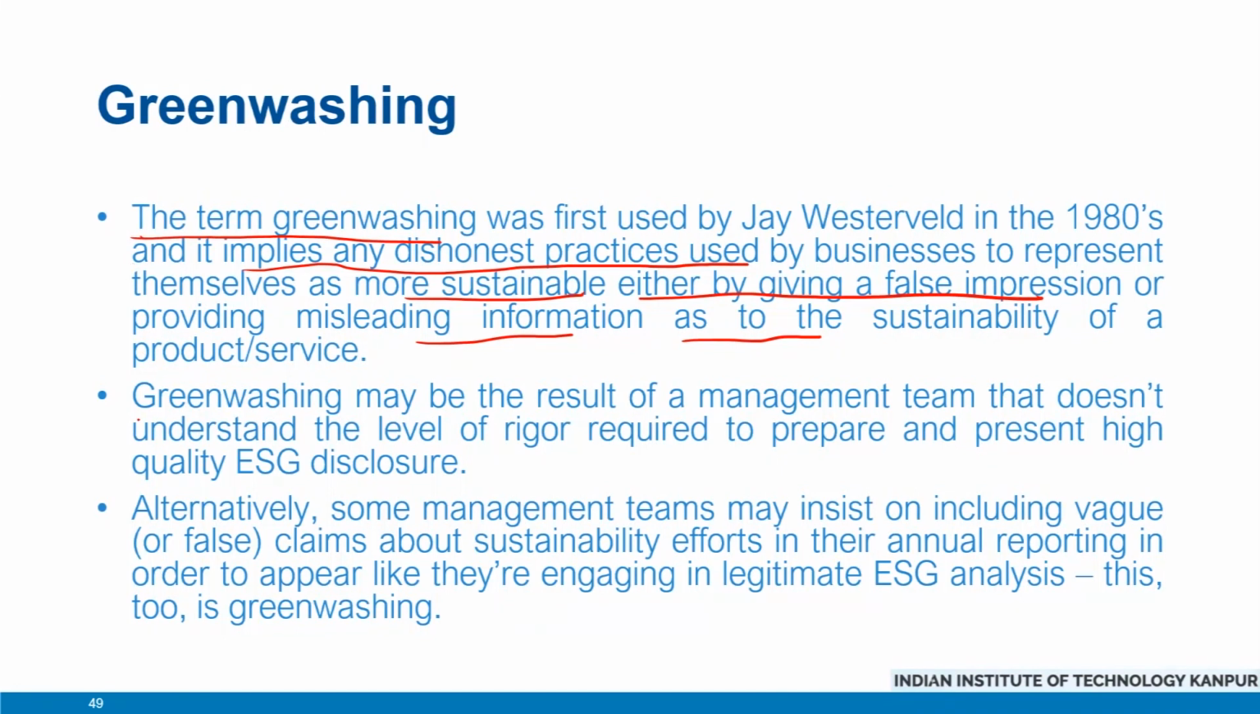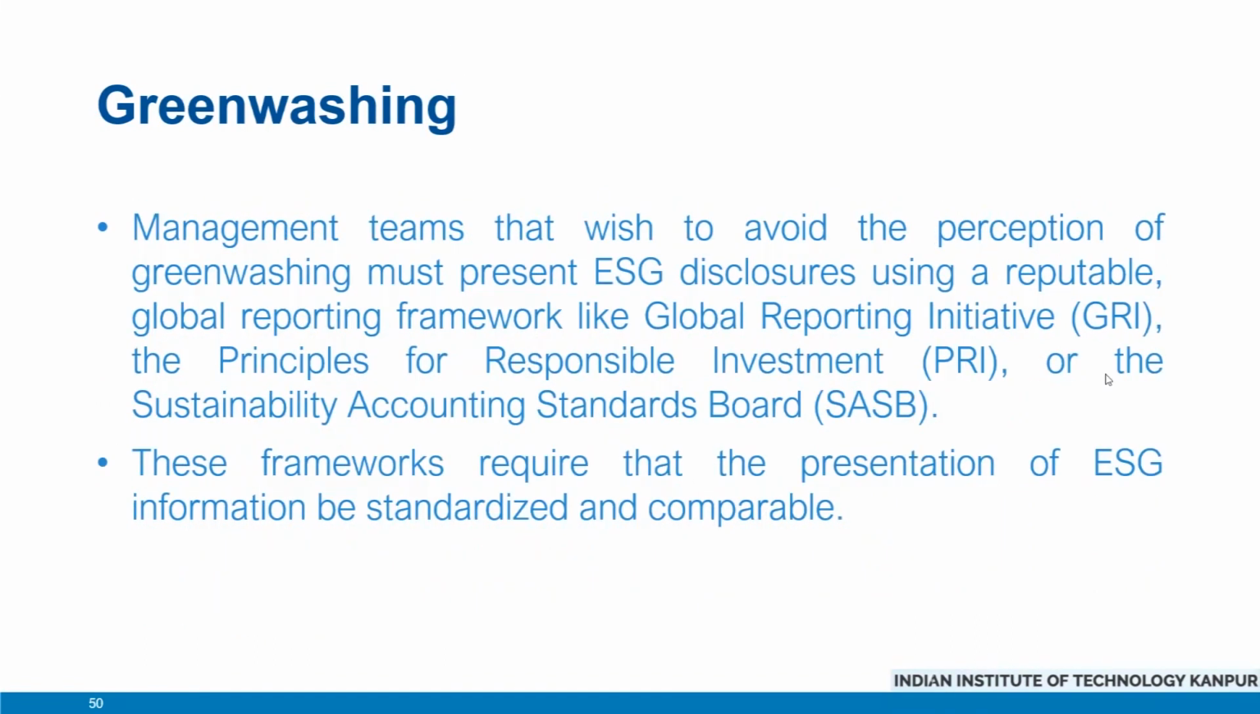And in this backdrop, greenwashing may be the result of a management team that doesn't understand the level of rigor required to prepare and present high quality ESG disclosure. Alternatively, some management teams may insist on including vague or false claims about sustainability efforts in their annual reporting in order to appear like they are engaging in legitimate ESG analysis. This too is greenwashing. In this backdrop, one can understand that greenwashing is when a management team makes incomplete, unsubstantiated, and outright false claims around the sustainability characteristics of a product, service, or a firm's actual operations. Thus, greenwashing tends to occur when management teams wish to appear that they are engaged in rigorous ESG analysis, given the pressure to do so in today's business environment.